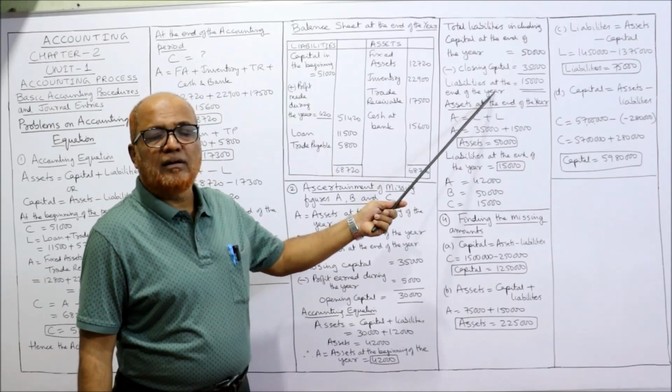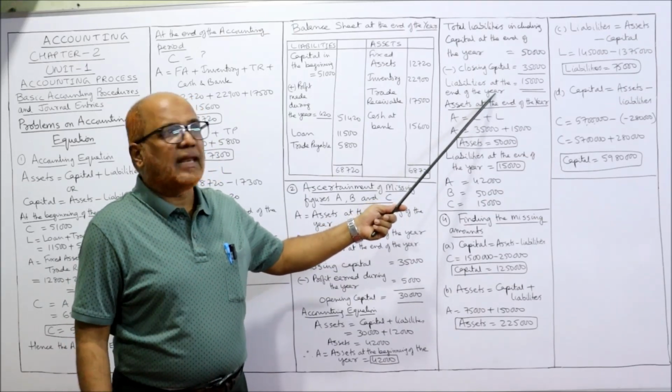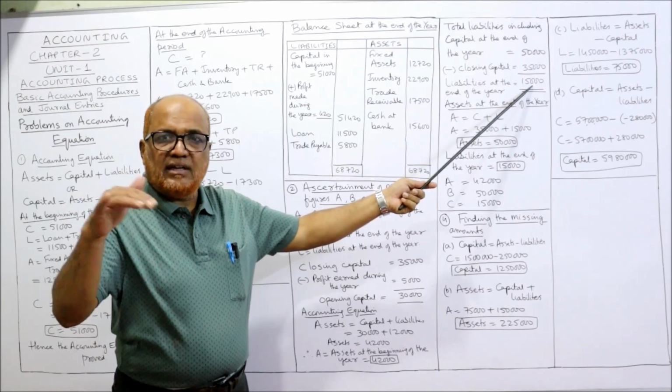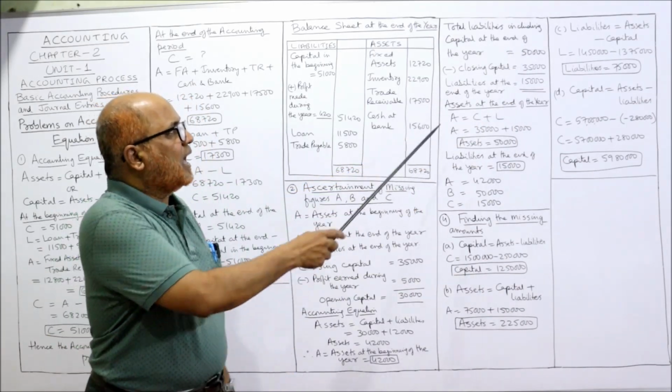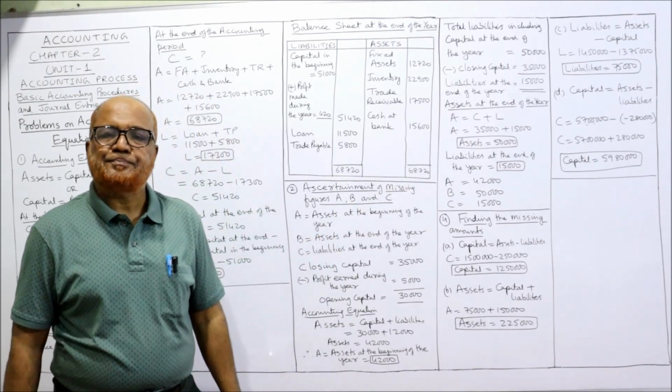Liabilities at the end of the year. Without capital, the liabilities are 15,000. With the capital, the liabilities are 50,000. Right? Now, assets at the end of the year.